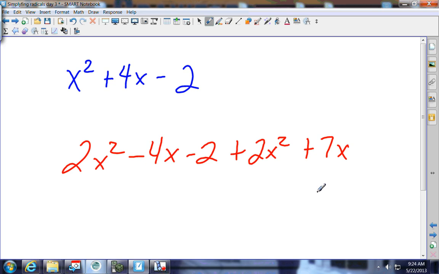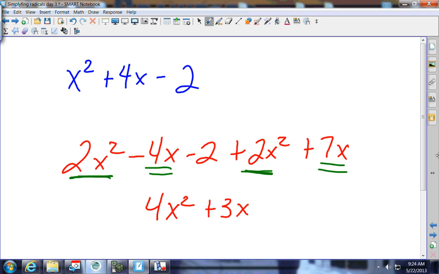Can we simplify from here? Yes, you can go through and put the x squareds together. How many x squareds is that? 2x squared and 2x squared, 4x squared, and then you have minus 4x plus 7x, which gives you 3x, and then you have just the minus 2. This is a simplified version. You have to have the same thing, like the x squareds, to be able to put it together.